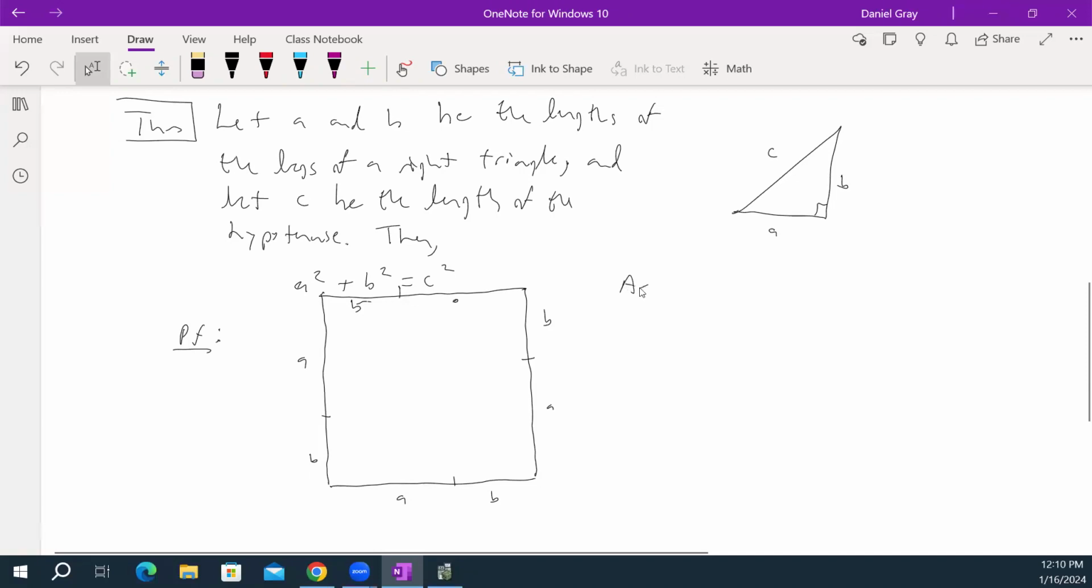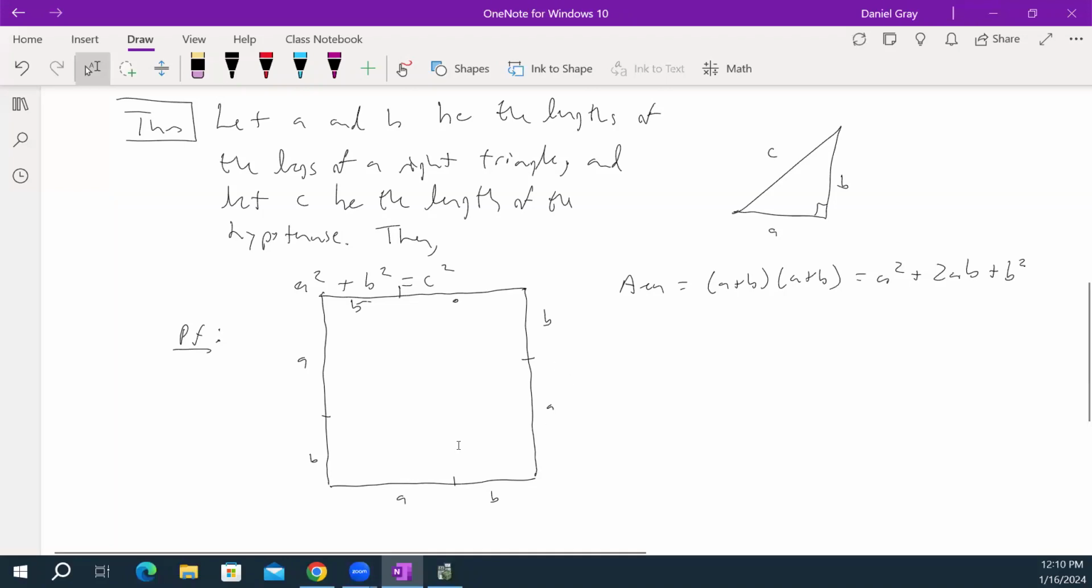So the area of the square will be the base times the height, right? So that's going to be A plus B times A plus B, right? We can FOIL this out, and we get that this is A squared plus A times B plus another A times B, so 2AB, plus B squared, if I FOIL it out, right? Any questions on that so far? Okay. Any questions on that?